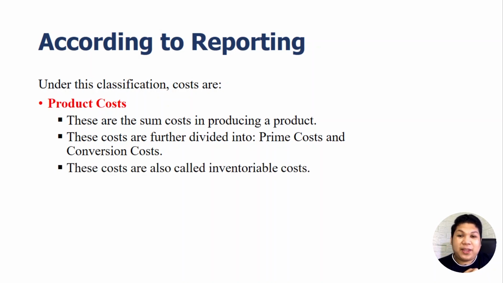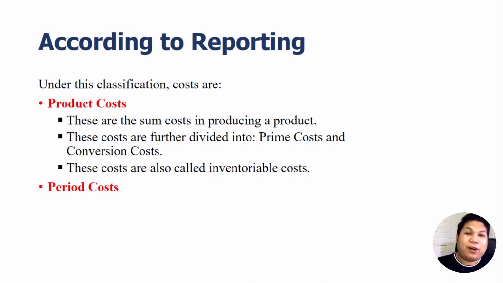Okay? So these costs are also called inventoriable costs. They are inventoriable costs because after finishing a product, these costs will become inventory. These costs will form part of the asset account inventory. So the materials, the labor, the overhead will be aggregated together and become inventories when they are finished or completed the production.